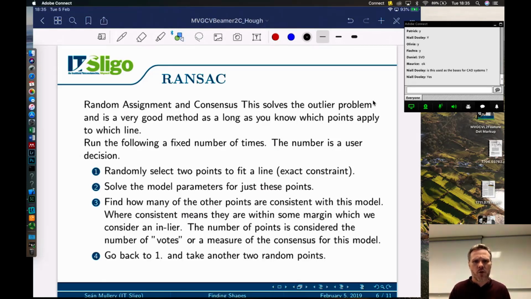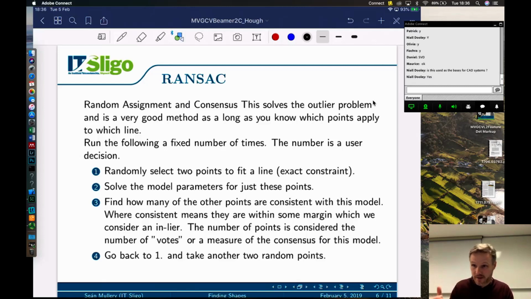So what we do is, as I say, we randomly select 2 points, we fit a line. This is an exact constraint. We solve the model parameters for just these points. We find how many of the other points are consistent with this model, where consistent means they are within some margin, which we consider an inlier. The number of points is considered the number of votes, or a measure of the consensus of this model. And then we go back to 1 and we take another 2 random points, and we do that a set number of times.